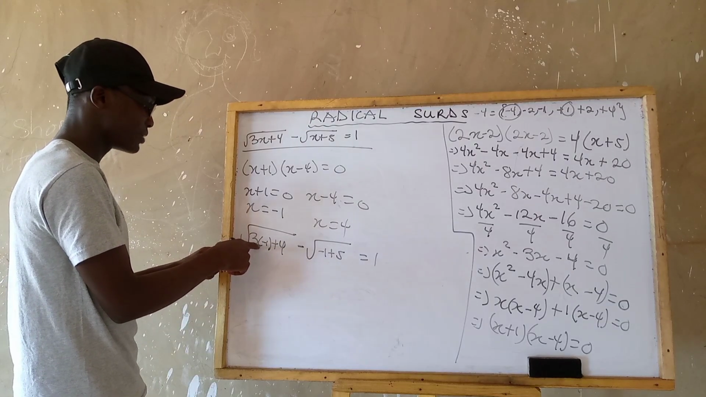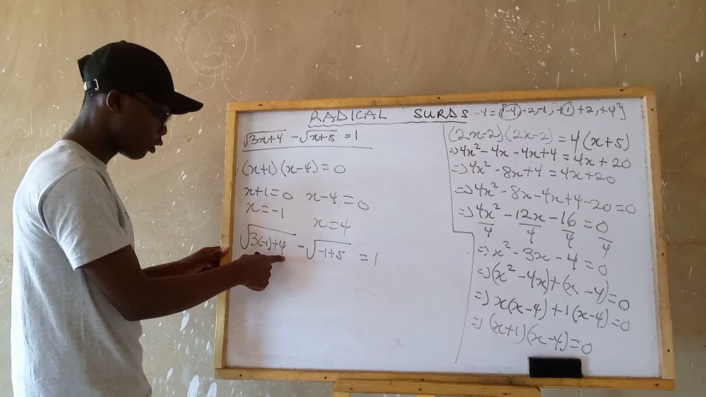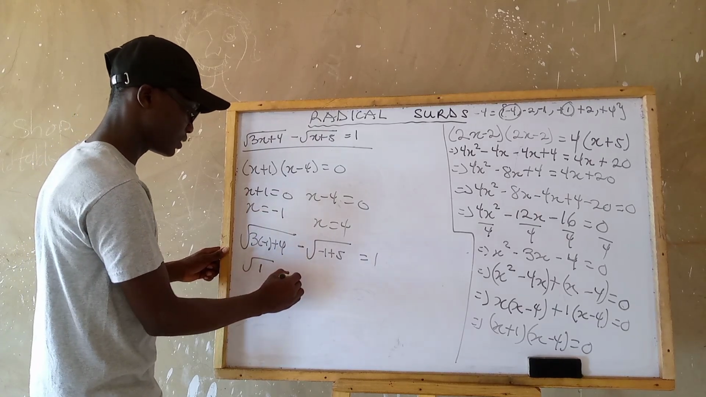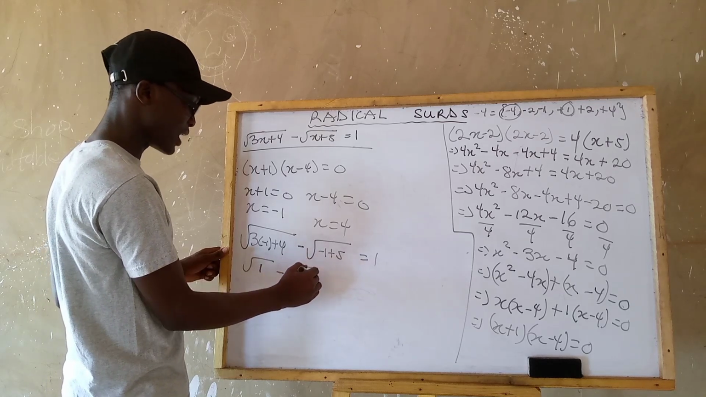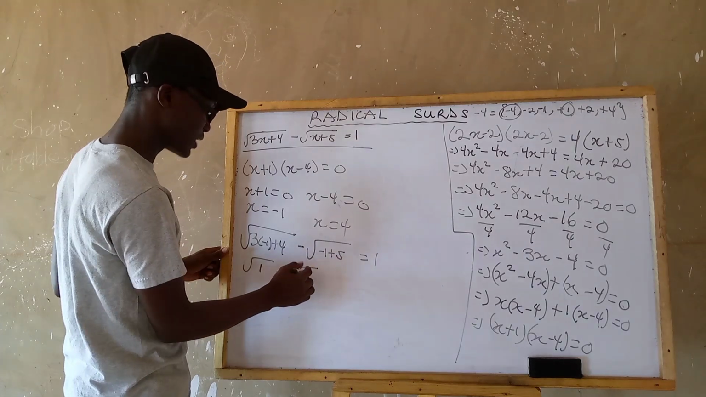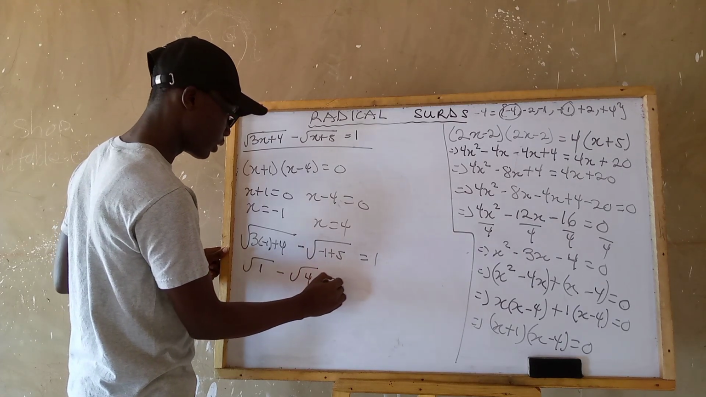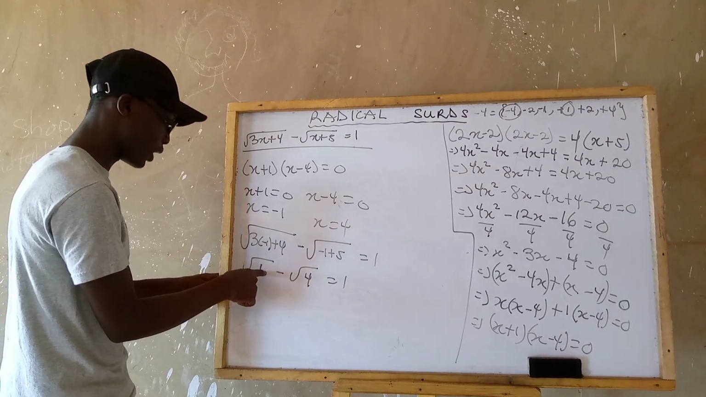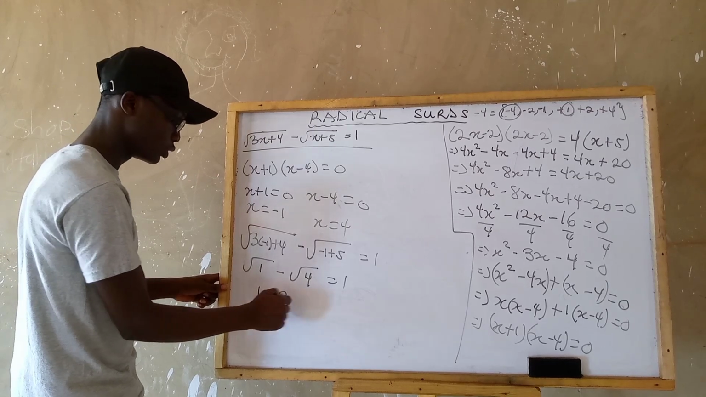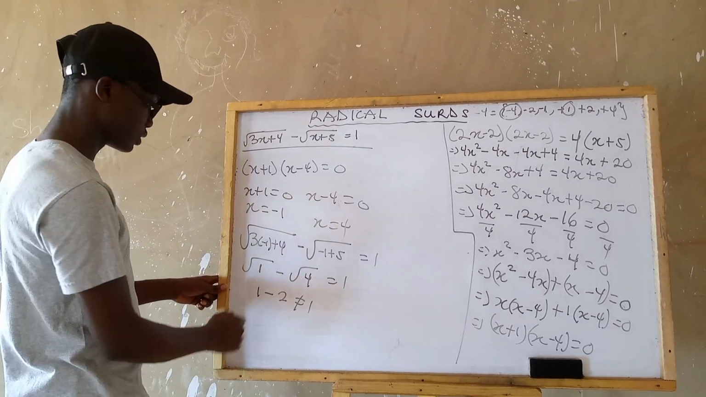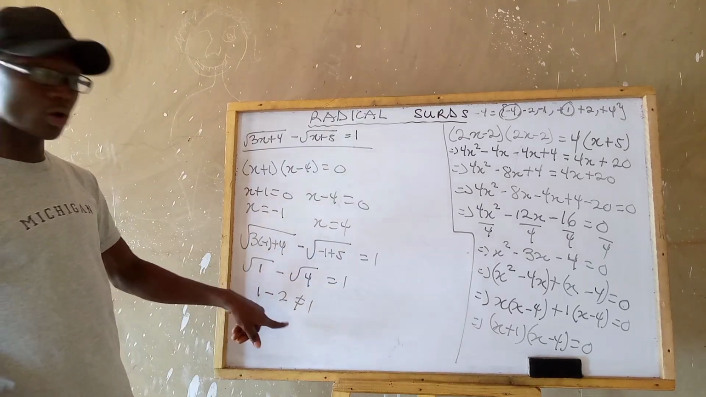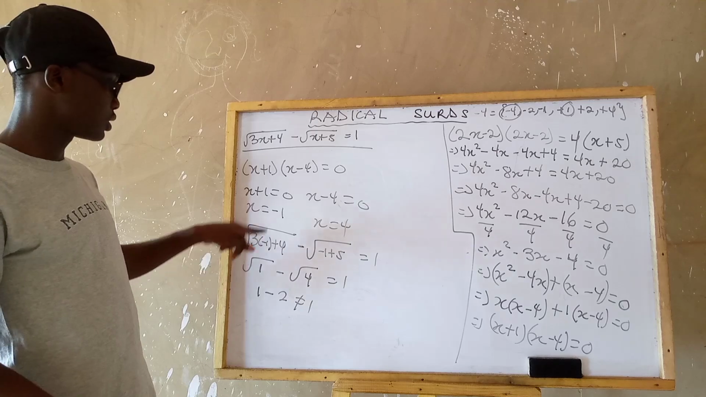3 times negative 1 gives us negative 3, plus 4 gives us 1. Negative 1 plus 5 gives us 4. So root of 1 is 1, then root of 4 is 2. But 1 minus 2 is not equal to 1, because 1 minus 2 gives us negative 1, and negative 1 is not equal to 1. So it means that x is not negative 1.